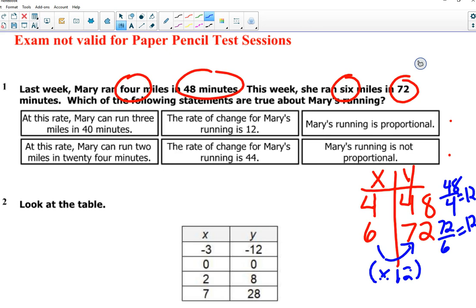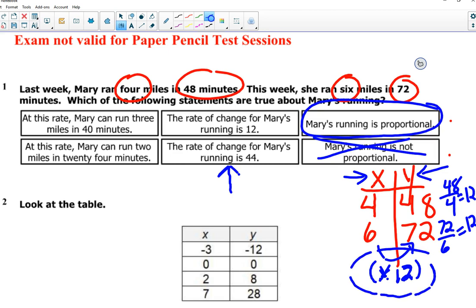So is this proportional or not? It's proportional. So we can then cross out the one that says it's not. If it's proportional, it can't be not proportional. Okay, so the next thing that we're going to look at is rate of change. Remember, the rate of change is the slope. It's what we do to x to get y. We've already determined that we multiply x by 12 to get y. So the 12 is our rate of change.